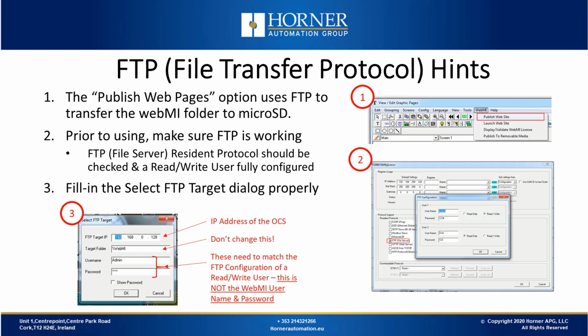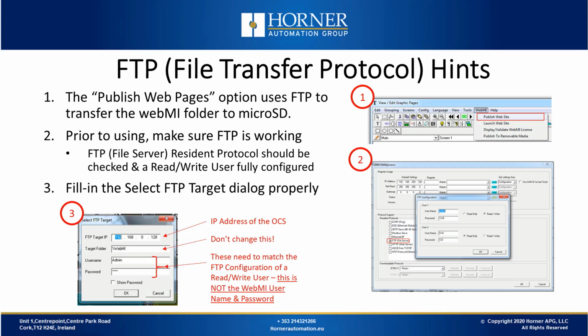If you decide to use FTP to transfer between Cscape and the unit, you use the Publish Web Pages option in the graphics editor. And before you use that option, make sure FTP is working. It requires that FTP be set up in Cscape for that OCS and that configuration be downloaded into the OCS, to make sure FTP is enabled and that you've got at least one read-write user credential.